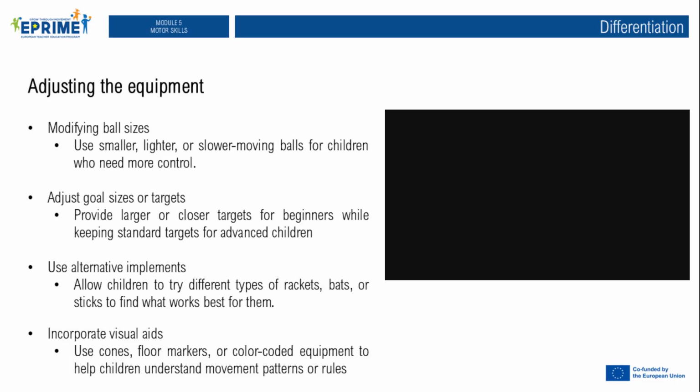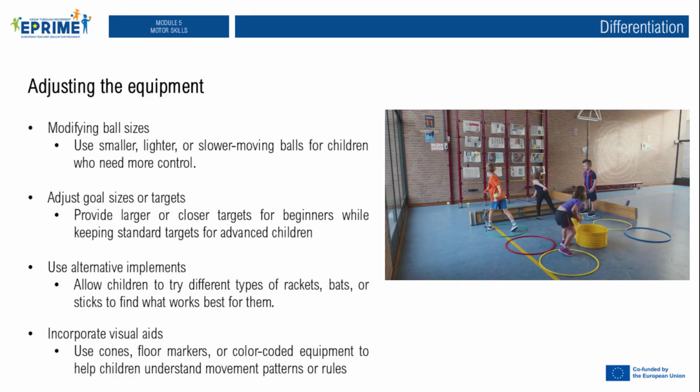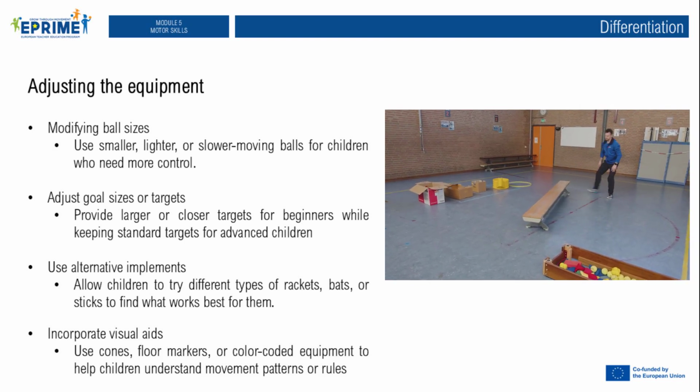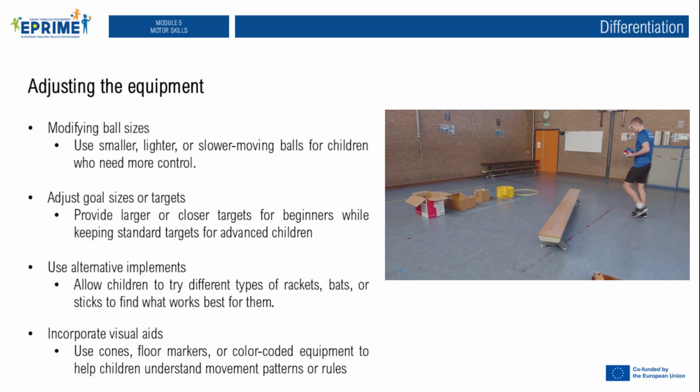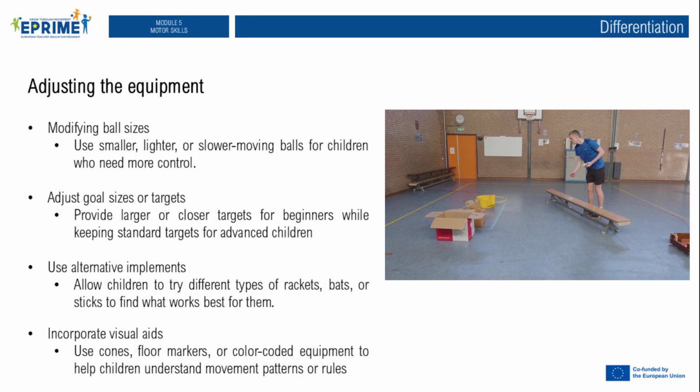Another way to differentiate is to adjust goal sizes or targets to encourage success. Younger or less experienced players might use a larger or closer target, while advanced players can challenge themselves with a smaller or more distant one. For example, you can hang targets at different heights, so children can throw at their own level, like with the newspaper balls in the video. Or you can place hoops at various distances, allowing children to choose how far they want to throw.